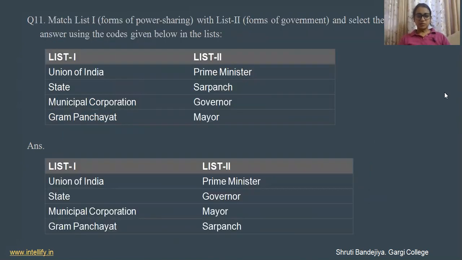Moving on to next question. 11. Match list 1 forms of power sharing with list 2 forms of government and select the correct answer using the codes given below. List 1 includes Union of India, State, Municipal Corporation and Gram Panchayat. List 2 includes Prime Minister, Sarpanch, Governor and Mayor. We have to match list 1 with list 2. Okay, so Union of India has the Prime Minister, State has the Governor, Municipal Corporation has Mayor, and Gram Panchayat has Sarpanch.